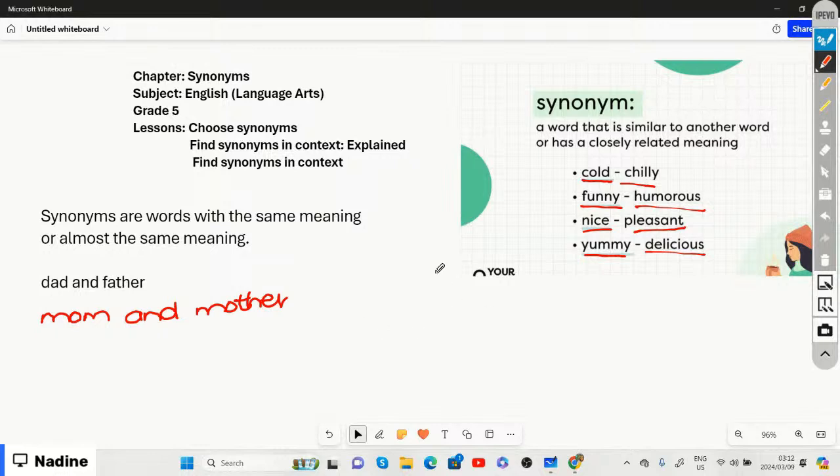For example, another example of a synonym can be, we can say it's big, or you can say it is large, or you can say it is small, and the synonym of small is either tiny or little. Can you think of more synonyms? Yeah, we have a few, which is mother and mom, dad and father, big and large, small and tiny.